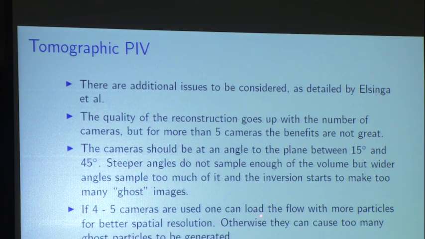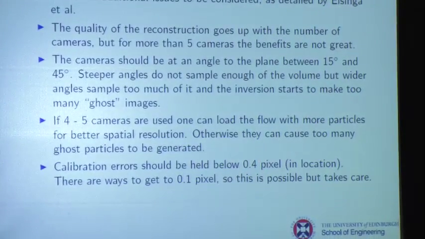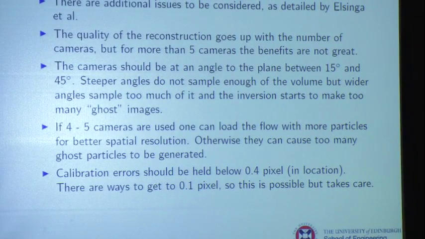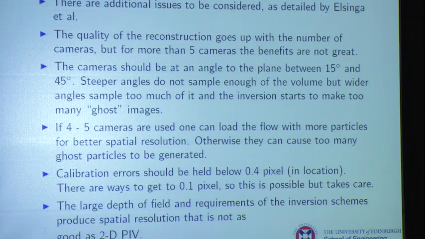So if you use 4 or 5 cameras, you can load the flow with more particles and you get better spatial resolution. Otherwise, they can cause too many ghost particles. The errors in your setup, the calibration, should be below 0.4 pixels in location. But there are ways to get down to 0.1 pixel, and my colleague Brian Peterson at Edinburgh has done this in an engine, and he tells me you can do that if you spend a lot of time and are very careful. But you have to be careful how you set it up.